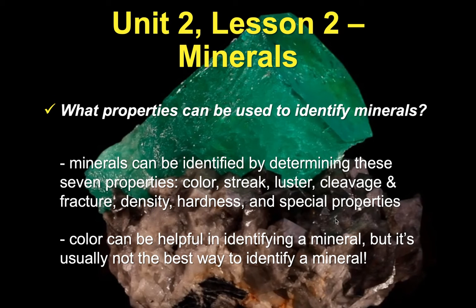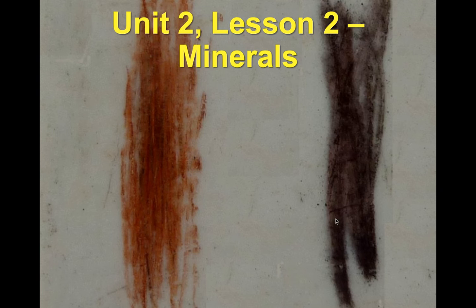The first one I'm going to start with is color. It's helpful, but it's not the best way because sometimes minerals will have the same color and be totally different. The best example there is pyrite and gold. Pyrite is called fool's gold. So those are 2 there, and that is why maybe color is not the best way.